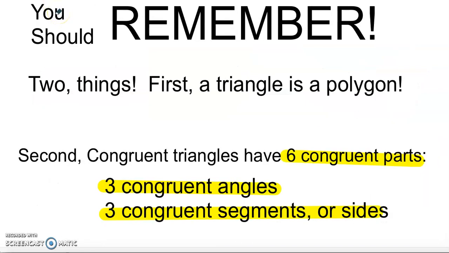So first of all, before we get into polygons, remember that a triangle is a polygon. A triangle is the least number of sides for any polygon. And when we talked about triangles being congruent, they had 6 congruent parts. There were 3 sets of congruent angles, and there were 3 sets of congruent sides.